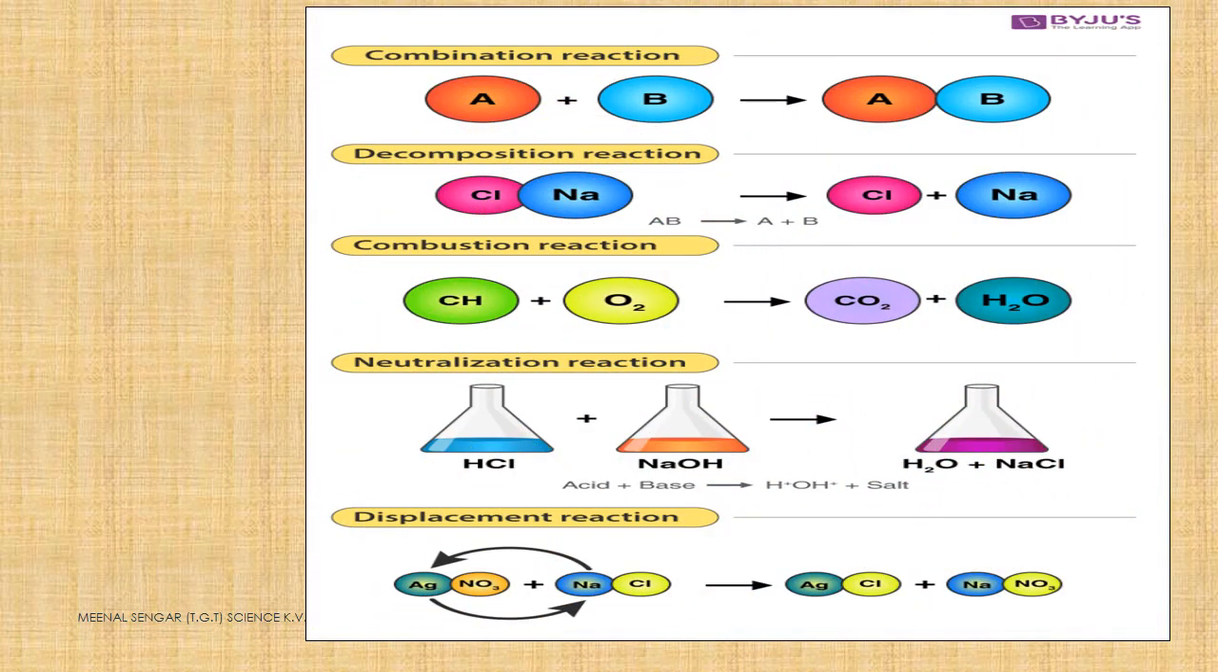In this chart of combination reaction, A and B combine together to form a single product AB. In decomposition reaction, the bond formed between Na and Cl breaks and we obtain Na and Cl separately. In this combustion reaction, it is a hydrocarbon which reacts with oxygen. Oxygen is very necessary for combustion, for the burning of anything. That is why carbon dioxide and H2O are formed. Neutralization reaction: HCl is an acid and NaOH is a strong base. When acid and base react together, they form a salt solution. NaCl is a general salt and water is formed.